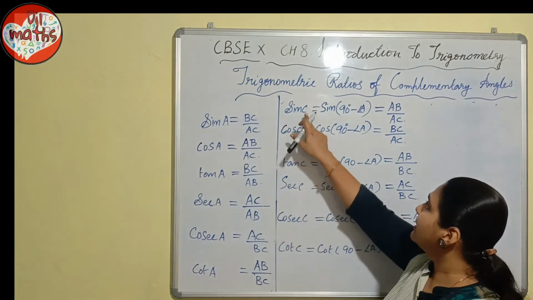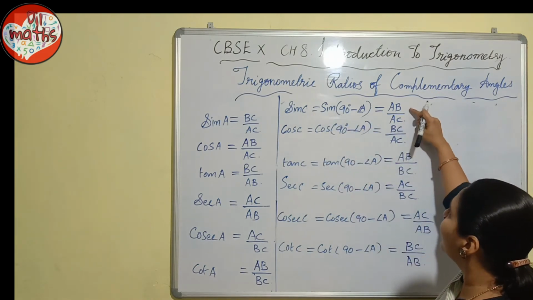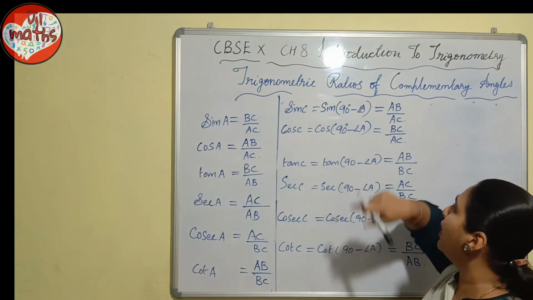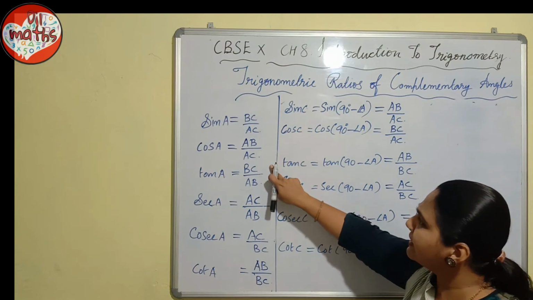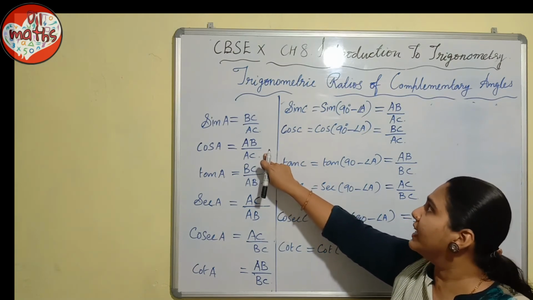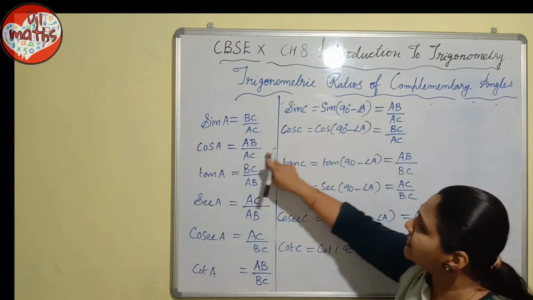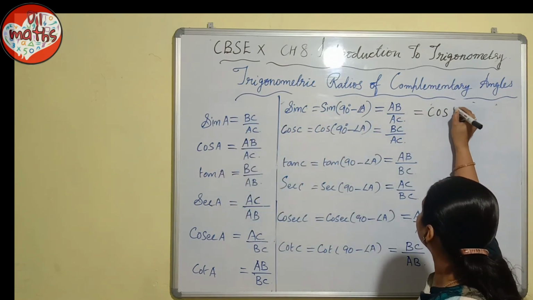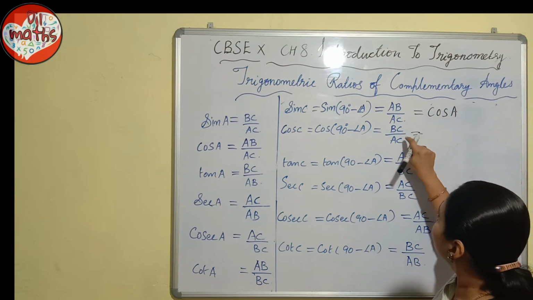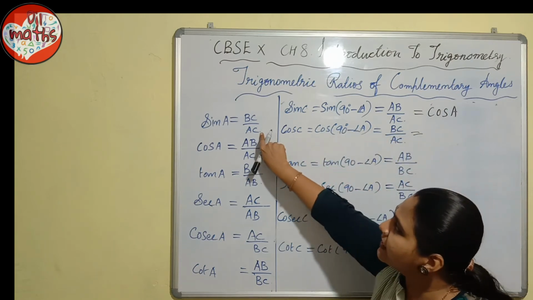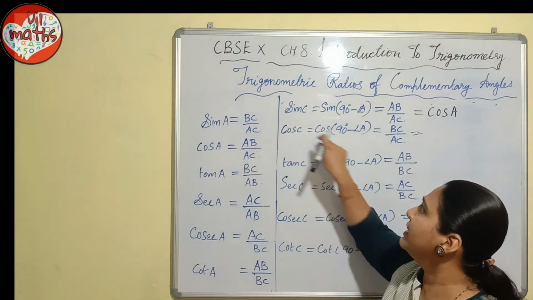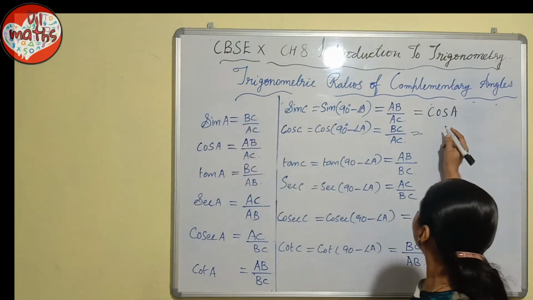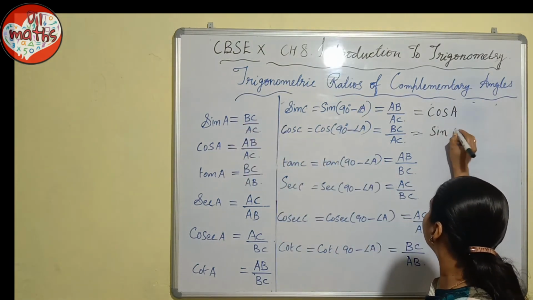Listen here. Sin 90 minus angle A is equal to AB by AC you got. So we can check whether AB by AC is coming here. Yes, this is AB by AC. That means sin 90 minus A is equal to cos A we can write, isn't it? Cos A. Next one, BC by AC. Yes, BC by AC is coming here. That means cos 90 minus A is equal to sin A.